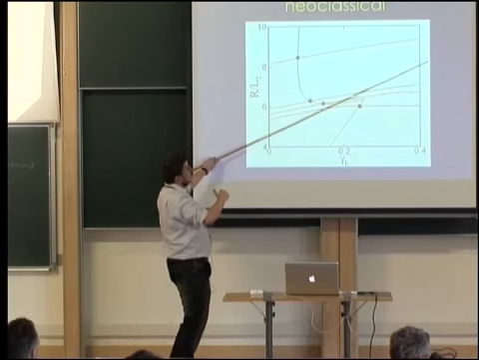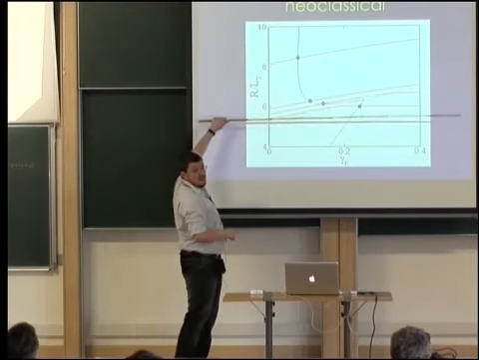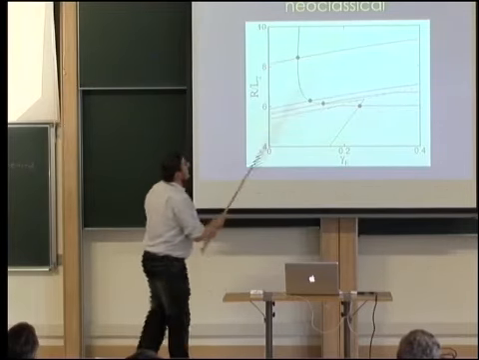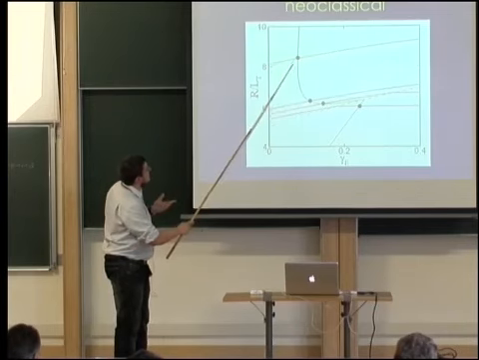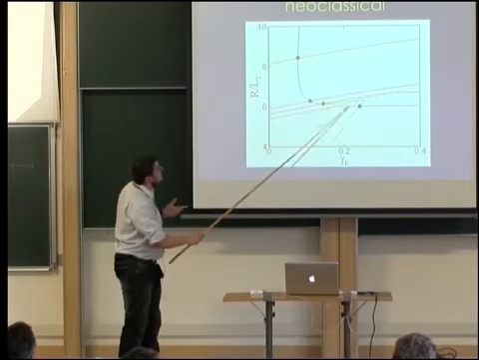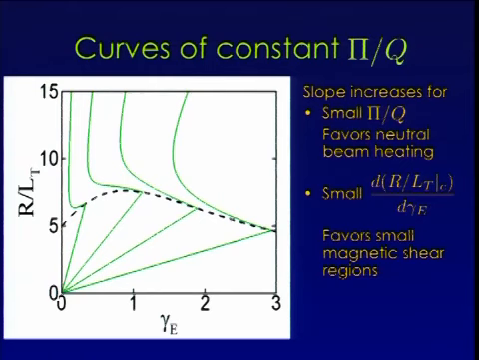If this becomes bigger, I can have several intersections. If this becomes smaller, I don't have as many. I don't have many intersections, only one. And as I decrease Q, you see, I smoothly go into neoclassical. No transition, no bifurcation in here. So the slope of this part of the line of pi over Q is what determines whether or not you have transitions.